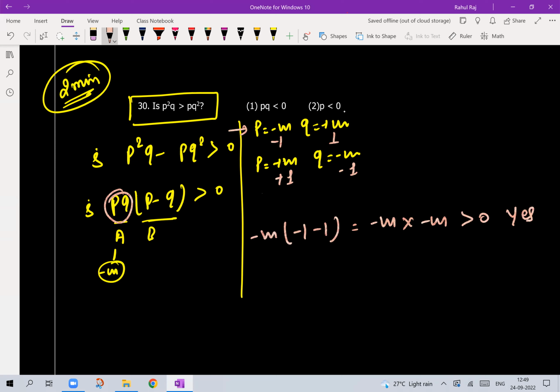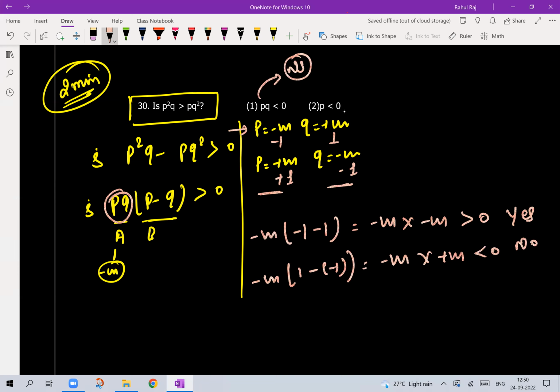Now I'll take the second case, P as 1, Q as -1. If I take P as 1, Q as -1, PQ is 100% negative for sure. But P minus Q will become what? This is 1 minus of -1, which becomes positive. Negative into positive is less than 0. I have a no situation. Now I can say this statement is not sufficient. Is that very clear? Option number 2, I am very sure, because I have no idea about the sign of Q. Absolutely no idea about the sign of Q. I can say this is also not sufficient.